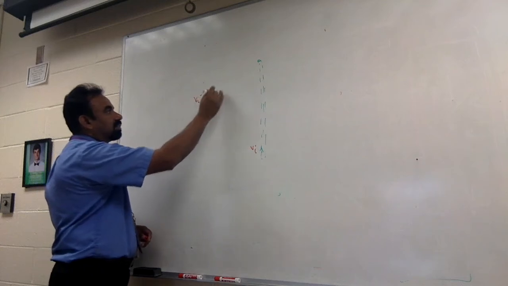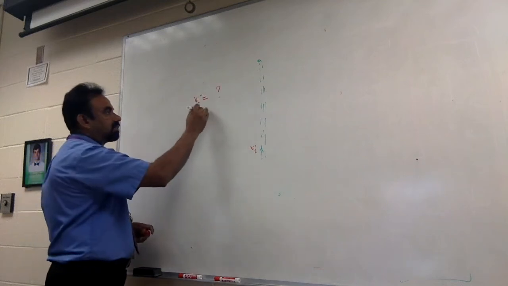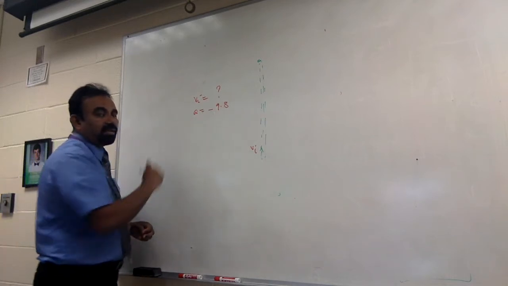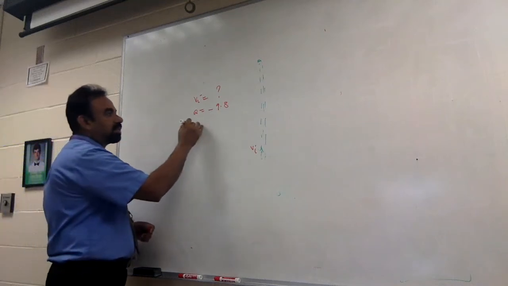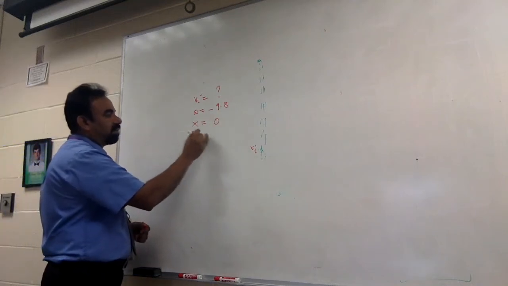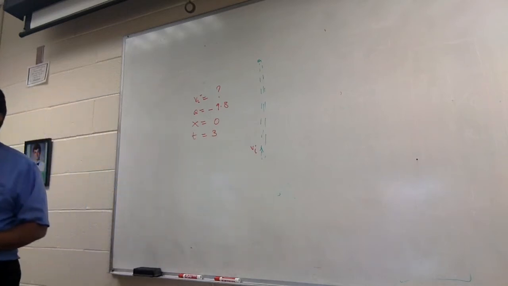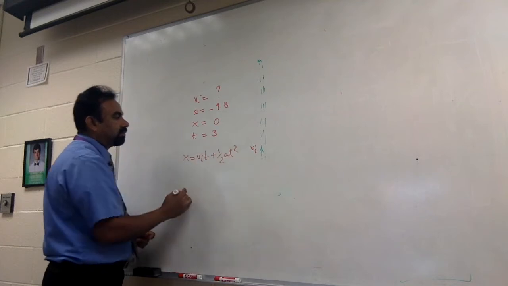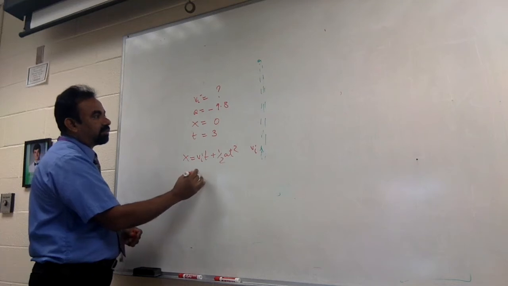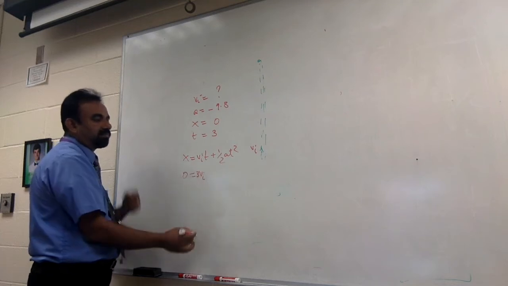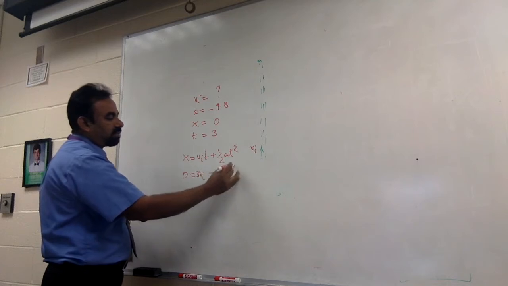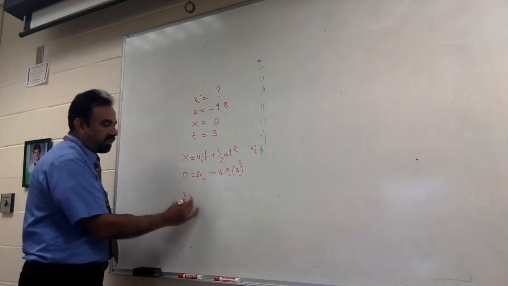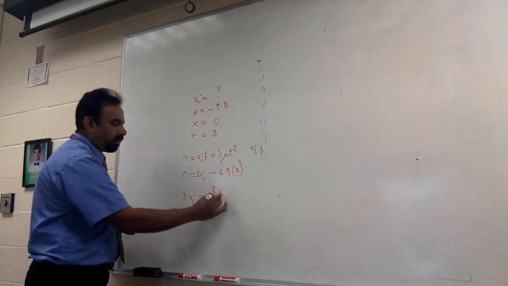So initial velocity is the question. Acceleration is minus 9.8, hoping he's still on the earth. And then what else? Displacement is 0 and time is 3 seconds. So again, use the same equation: x equals VIt plus half at squared. So 0 equals Vi times 3 minus 4.9 times 3 squared. So 3 Vi is equal to 3 squared times 4.9.